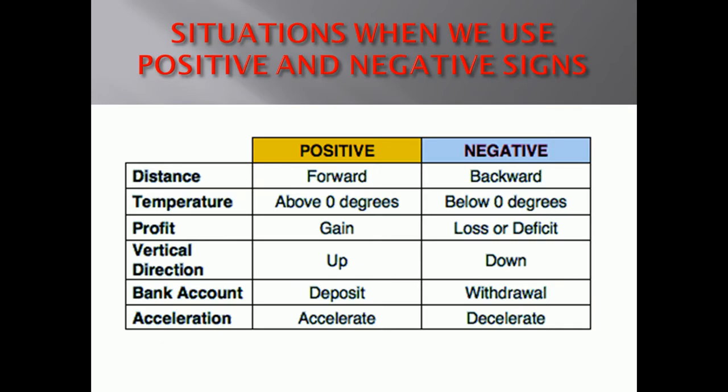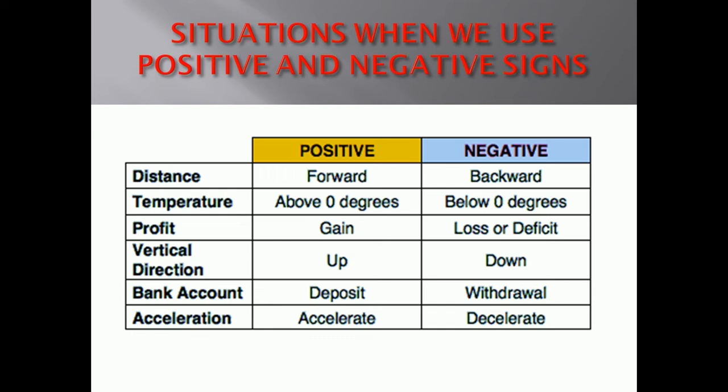Situations when we use positive and negative signs. In this table some situations are shown where we need positive and negative sign. For example, distance. If you are moving in a forward direction, we use positive sign with it. If you are moving in a backward direction, just opposite of that forward direction, we use negative sign there. Temperature. If the temperature is above 0 degrees Celsius, we use positive sign with that. If the temperature is below 0 degrees Celsius, we use negative sign with that.